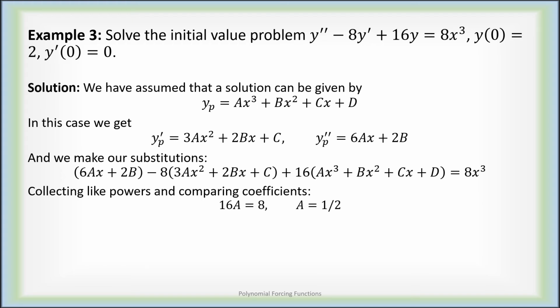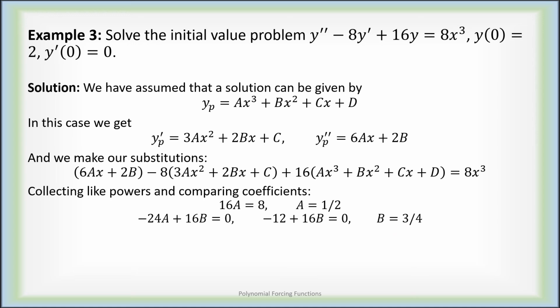Next, how many x squareds? On the left we have negative 24 times ax squared. That comes from this term right here. However, we also get 16b x squareds, but on the right we don't have any of them. So negative 24a plus 16b must equal 0. Now, having already solved that a must be equal to 1/2, negative 24a is just negative 12, and this allows me to solve that b must equal 3/4.